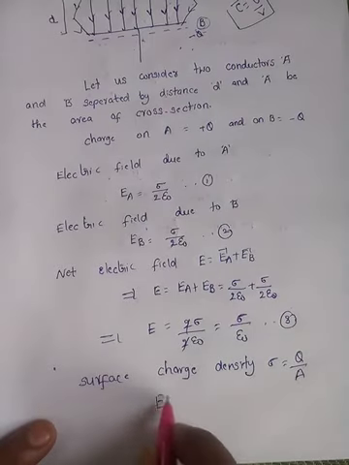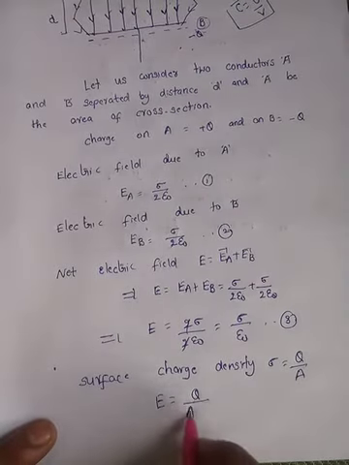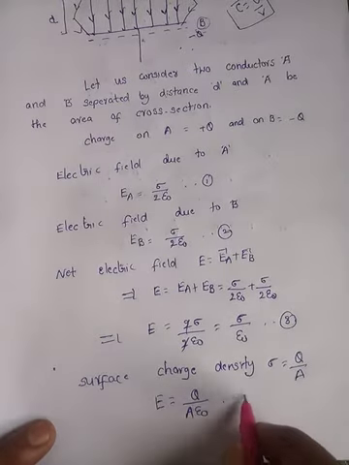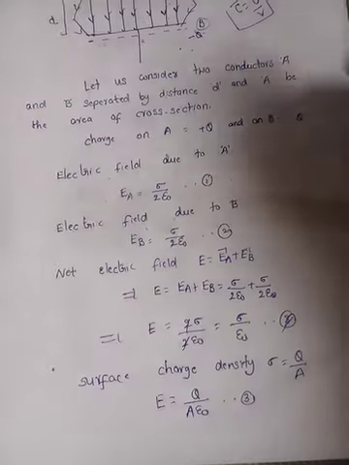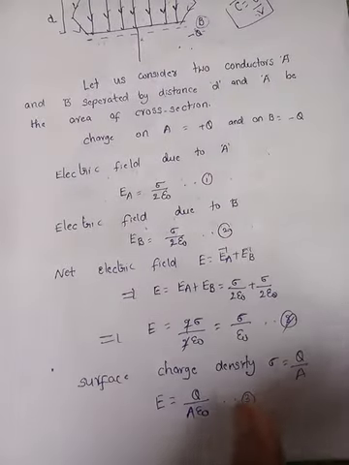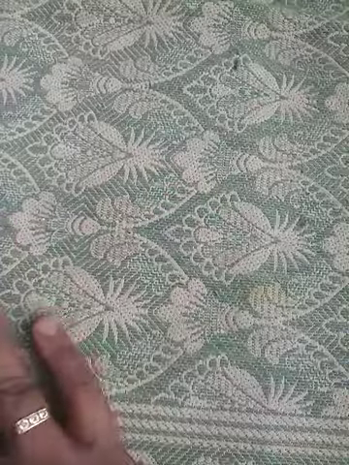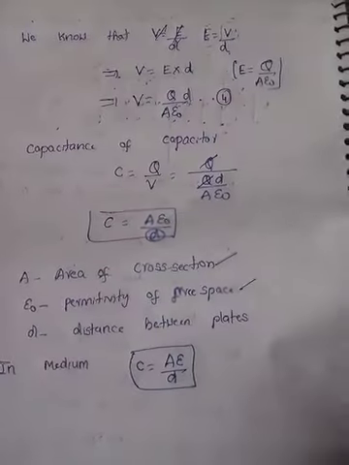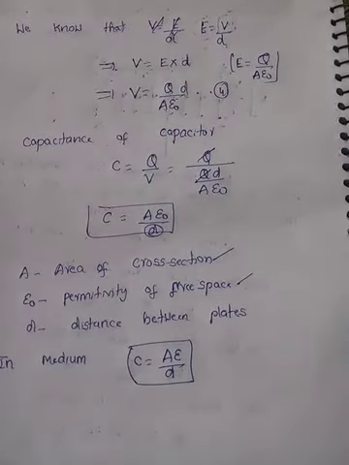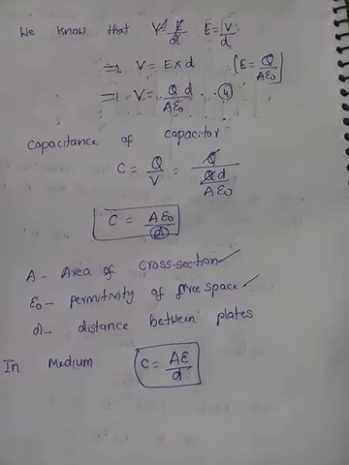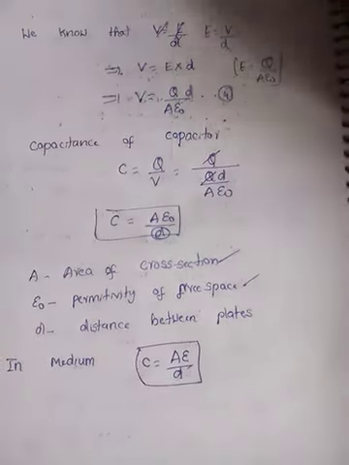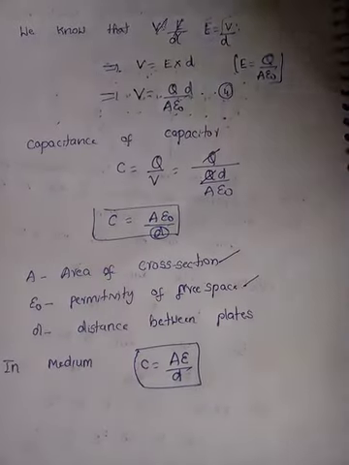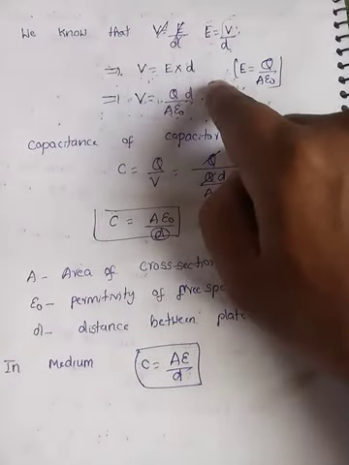So E equals, what is sigma? Q by A epsilon naught. Assume this is equation number 3. Note this. Now we got the electric field. Actually what we have to calculate? C. C is equal to what? Q by V. Charge on the capacitor we know very well, that is Q. Now it is required to calculate V. Now, we have E, we want V. So we look for a relation between E and V. What is that relation? E equals V by d. From this, V equals E into d.